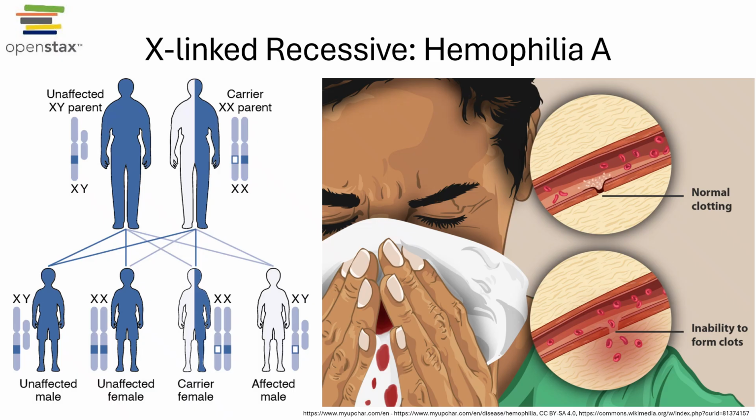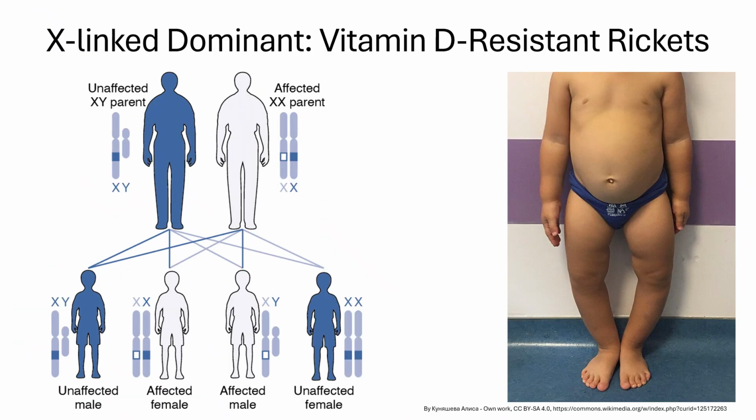If a father has hemophilia, all of his female children will inherit the abnormal allele. However, his male children will not inherit the disease from him, because sons inherit the Y chromosome from their father. For a female to develop hemophilia A, her father would need to be affected, and her mother would also need to be a carrier. Another inheritance pattern is X-linked dominant inheritance.